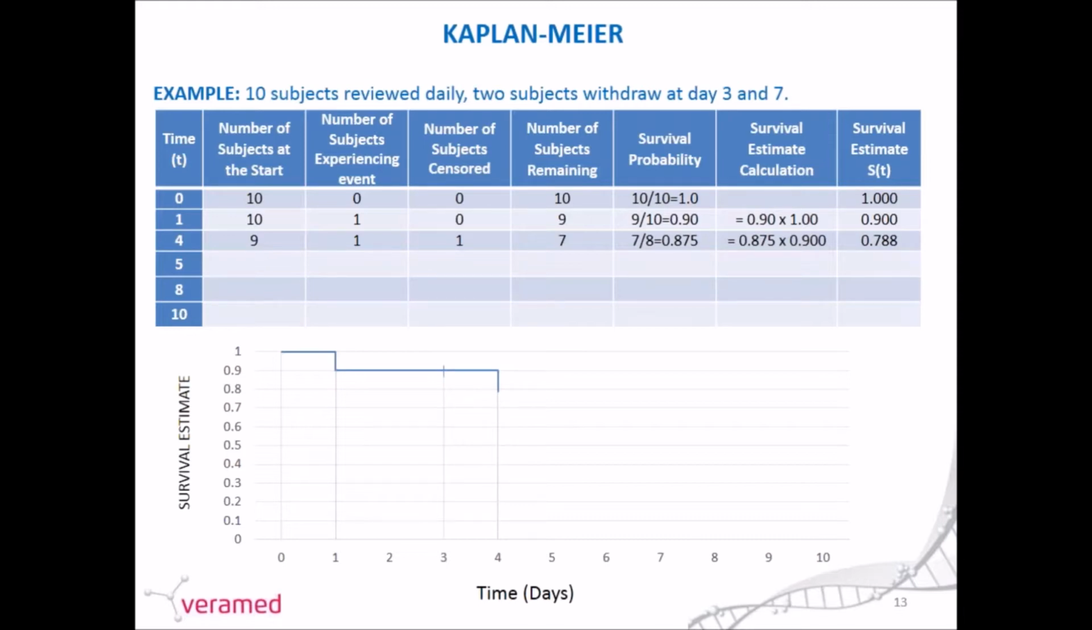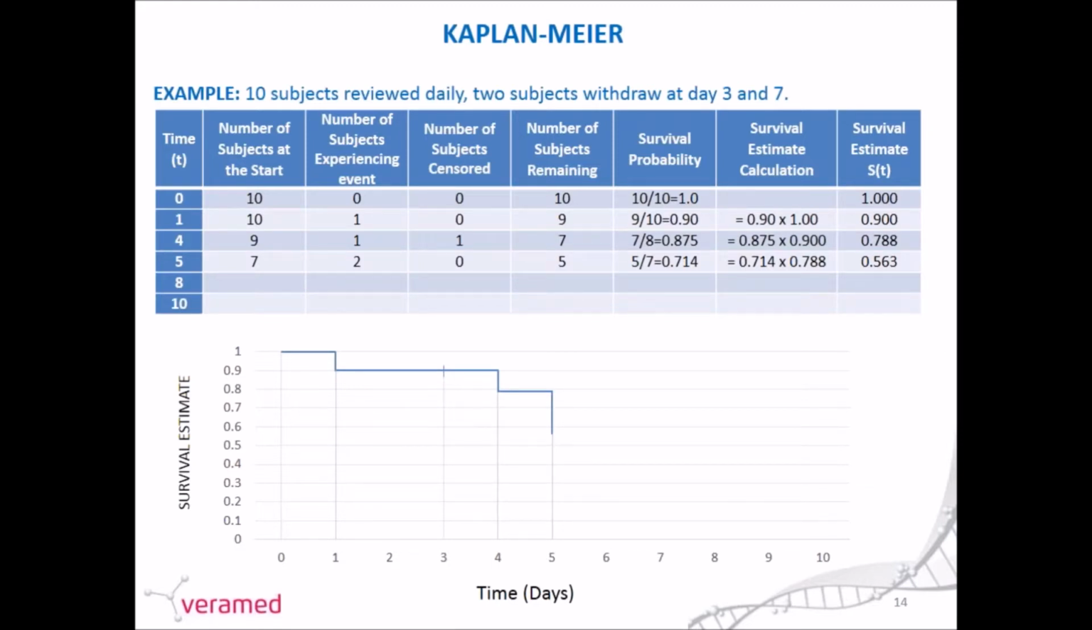Now, because we've had this one subject withdraw and they become censored, we exclude them from the calculation of the survival probability here. So now we have 7 out of 8 subjects remaining and a survival probability of 0.875. And this is where we change from the previous example, and the survival estimate is now calculated and is actually slightly lower. It's 0.788 instead of 0.8. You can see on the plot it's a slightly larger step here.